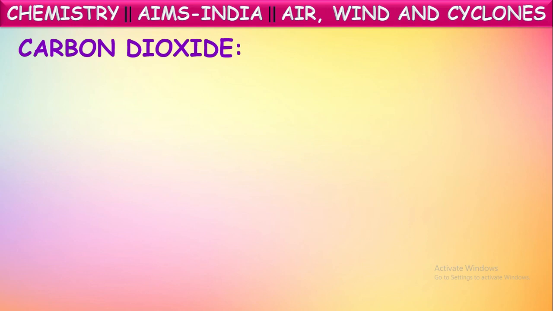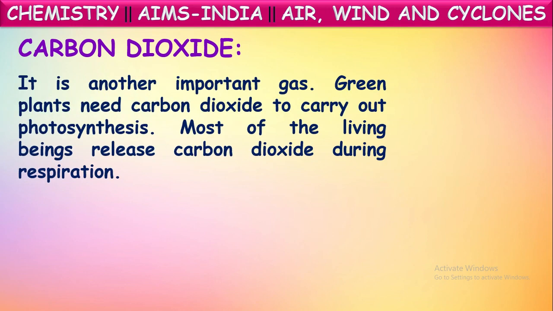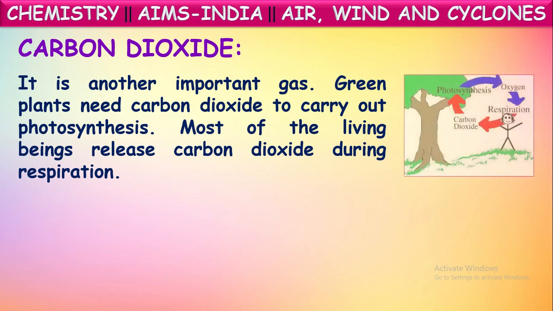Okay, and the other gas in the atmospheric air is carbon dioxide. It is another important gas, which is present in the atmosphere at around 0.03 to 0.04% by volume. Green plants need this carbon dioxide gas to carry out the process called photosynthesis, by which they prepare their food. Okay. Most living beings release carbon dioxide during respiration. This carbon dioxide is absorbed by plants, and they utilize this gas in the process called photosynthesis.